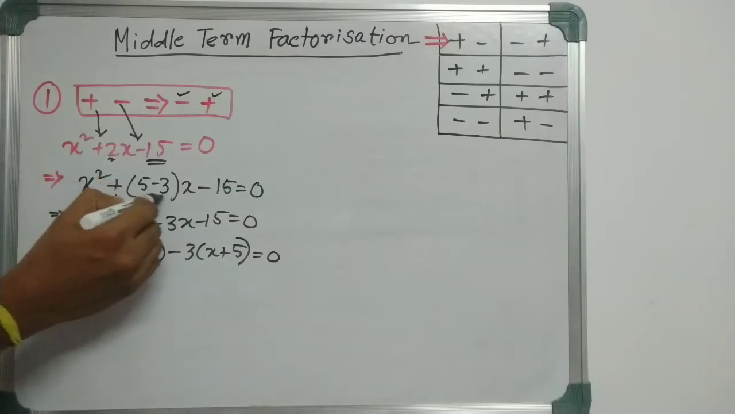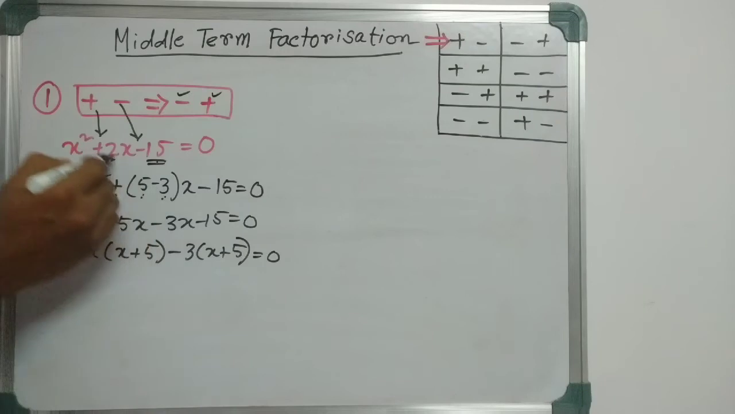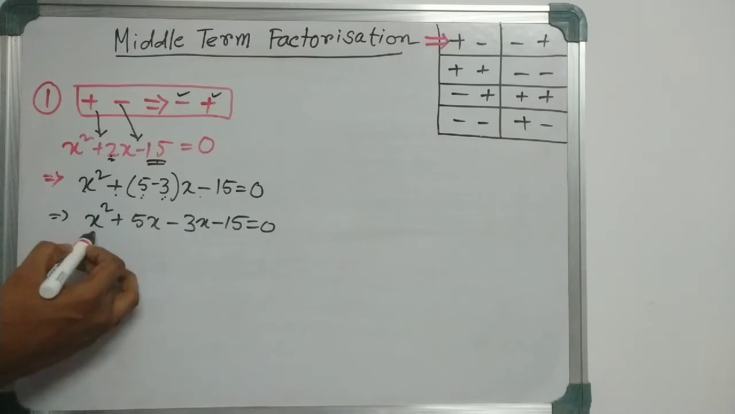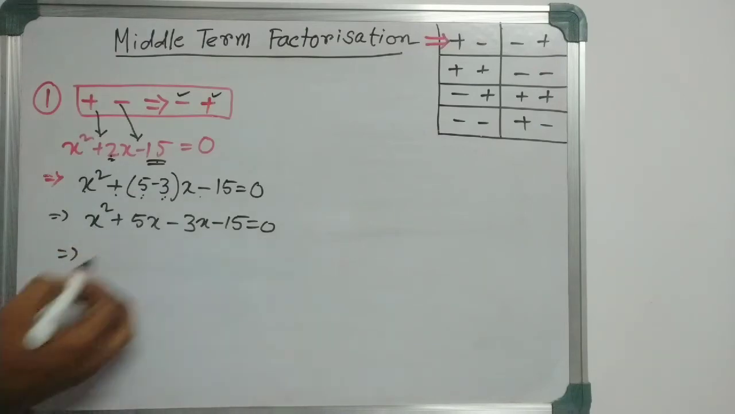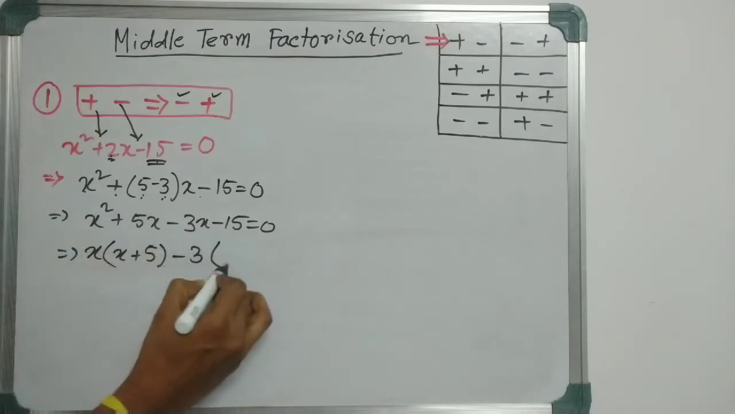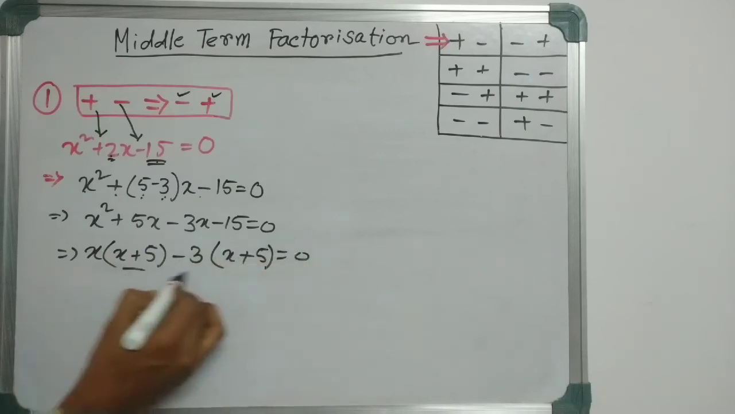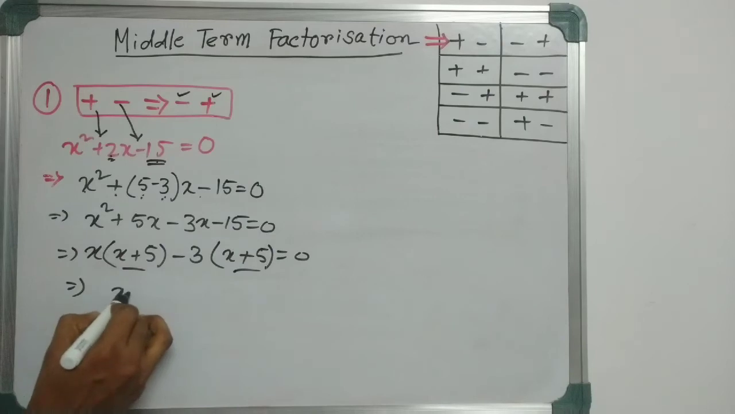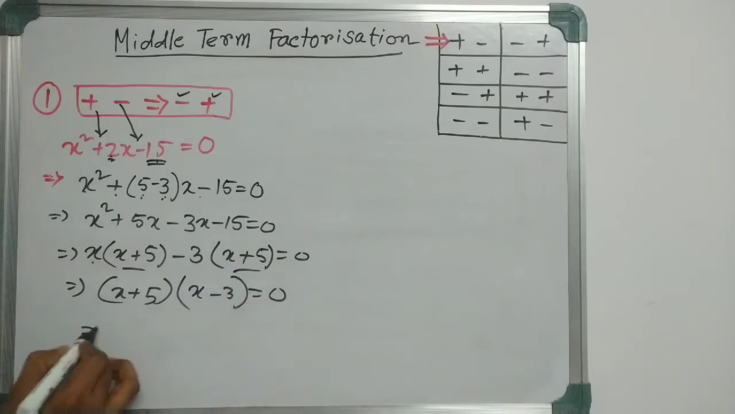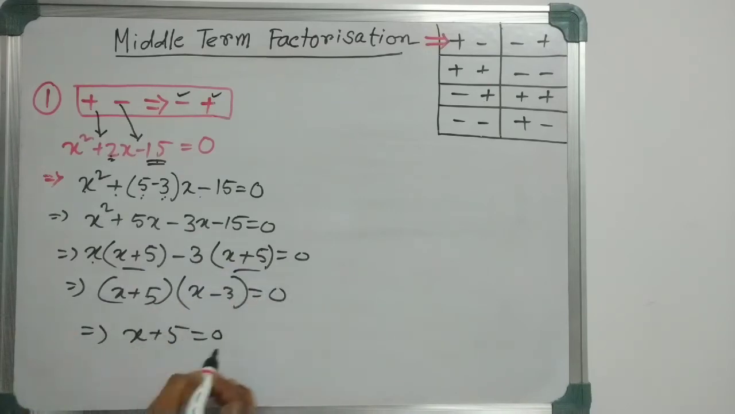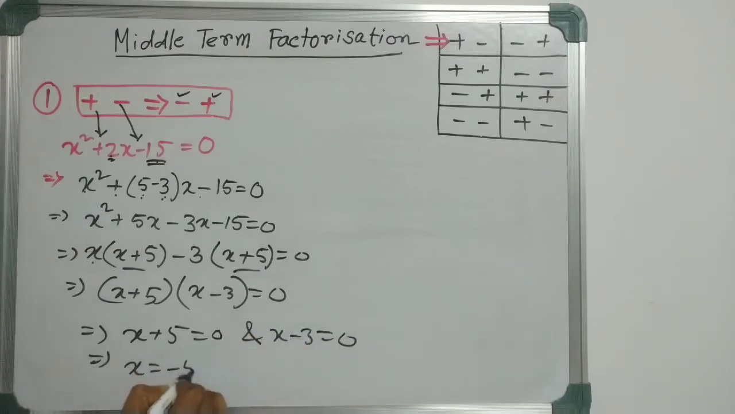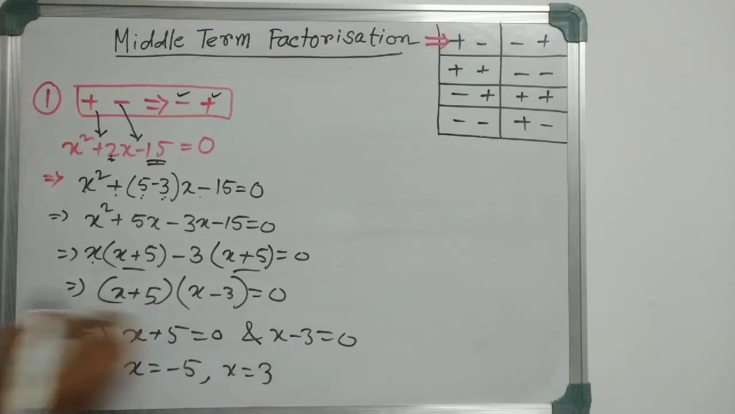That means 5 and 3. 5 into 3 is 15, 5 minus 3 is 2. So we have taken 5 and 3. So after removing the bracket, we got x square plus 5x minus 3x minus 15 equal to 0. And here we take x as common, so x plus 5, and minus 3, so x plus 5. So x plus 5 is common to both of them, and this is x, this is minus 3, so x minus 3. So that means x plus 5 equal to 0 and x minus 3 equal to 0. Therefore x equals minus 5, comma, x equals 3.